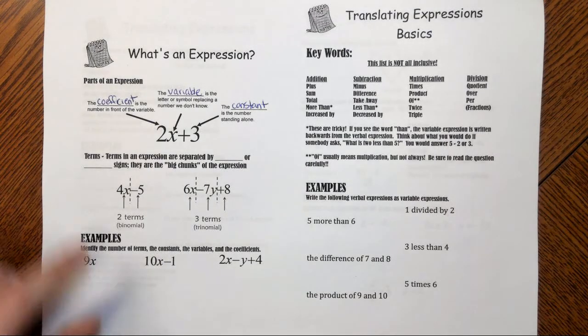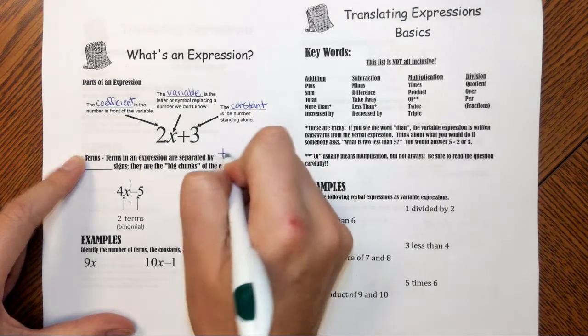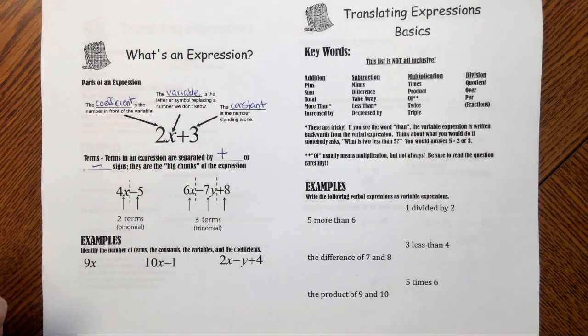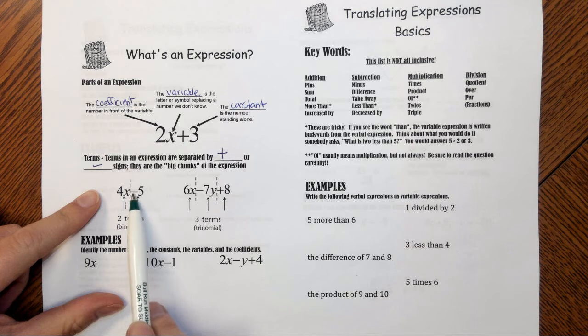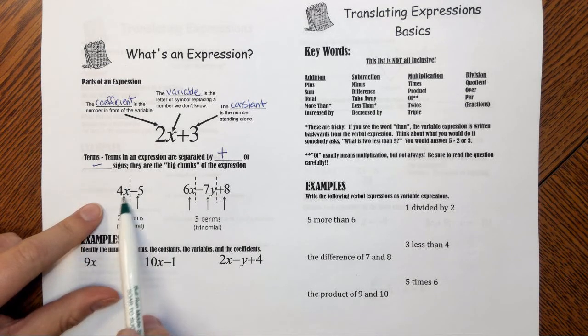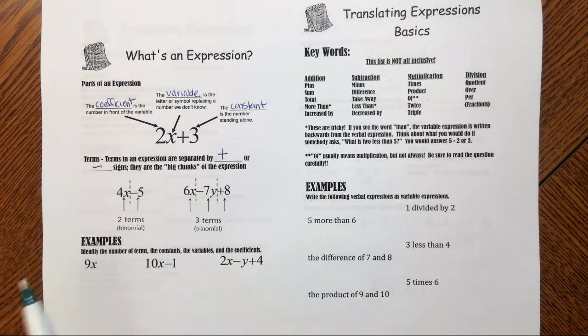All right, terms. Terms in an expression are separated by the plus or minus signs, and I think of them as the big chunks of the expression. So if I look at this expression, this 4x and this minus 5, this minus sign separates it, and we tend to group it with whatever comes after. So there are 2 terms. It's called a binomial, and we'll come back to that vocabulary later. But just so you know, binomial has 2 terms. 4x is one, negative 5 is another.